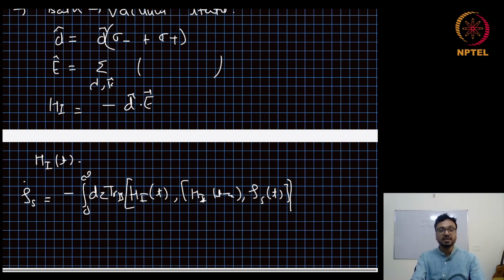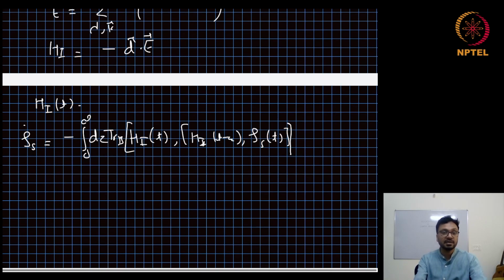We saw earlier that this equation can be converted into the system operators acting on the rho s, and the bath operators converted into the bath correlation functions, and we get the Lindblad equation, which is given by sum over n gamma n [L_n rho L_n dagger minus half anticommutator of L_n dagger L_n and rho].